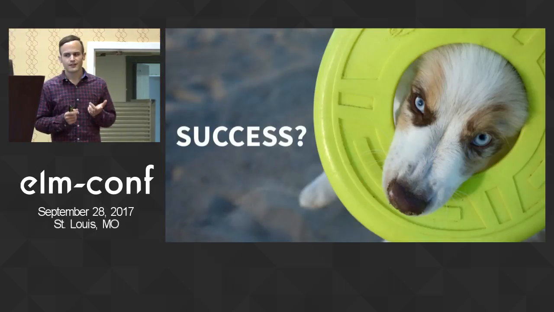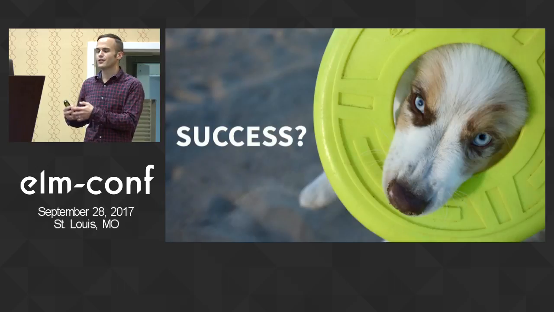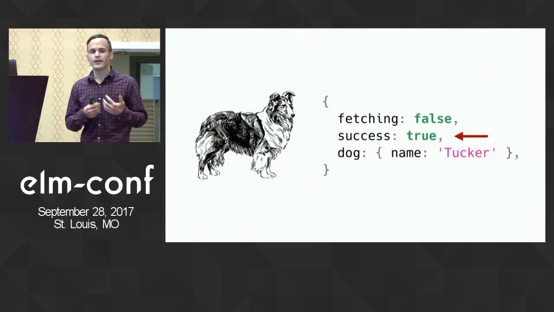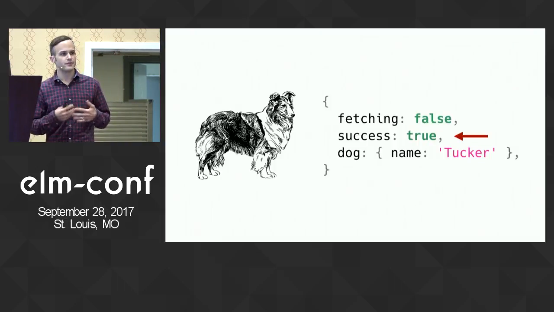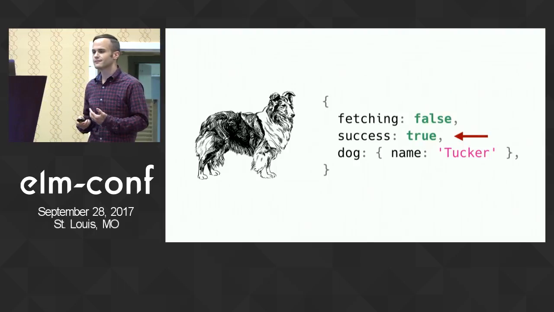But wait, the fetching property should also be false when we actually have our dog from the server. Now our state needs some way to represent the fact that we've successfully retrieved our dog. Okay, well, we could add another Boolean property called success. When it's true, then we should have our dog. Otherwise, if it's false and fetching is false, then we're in our ready state.